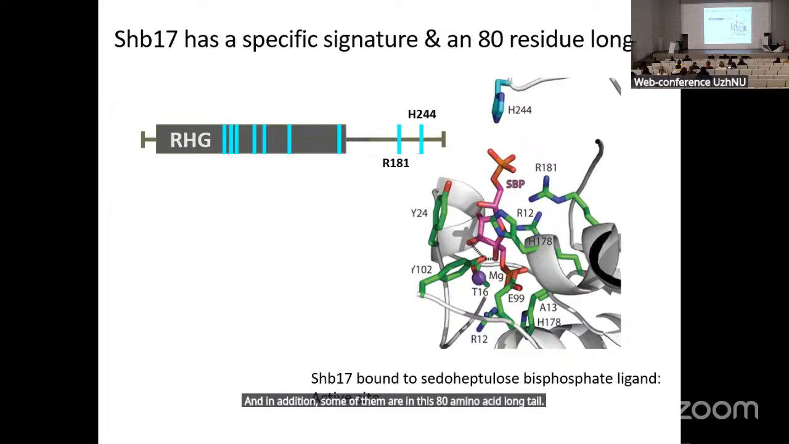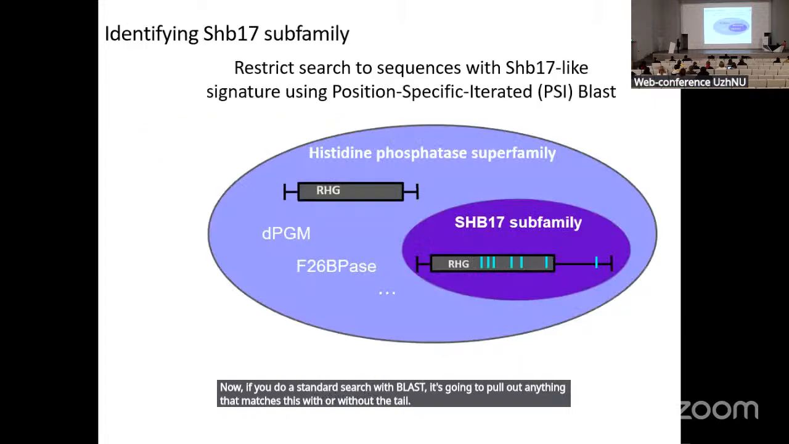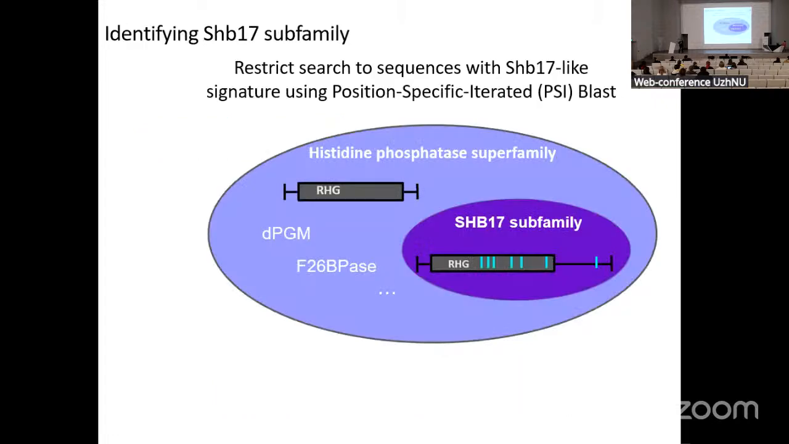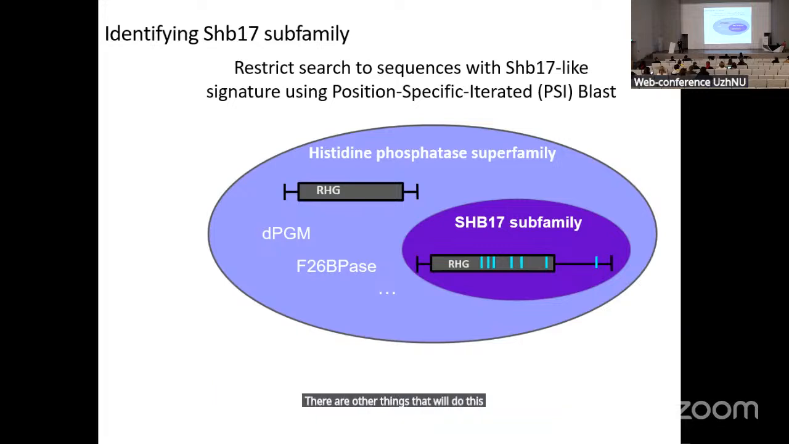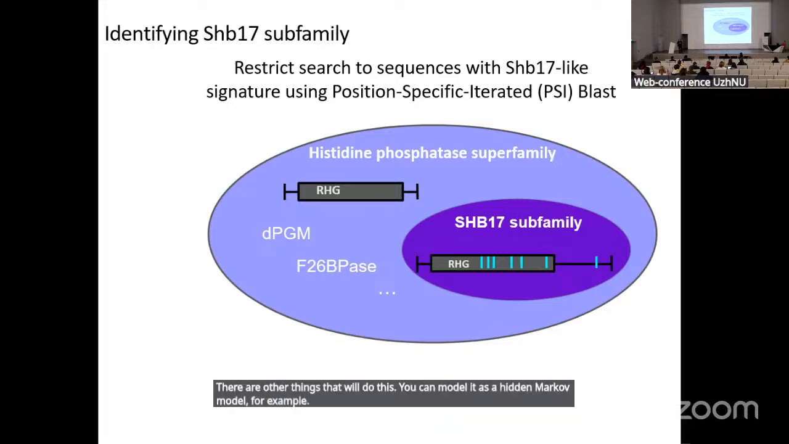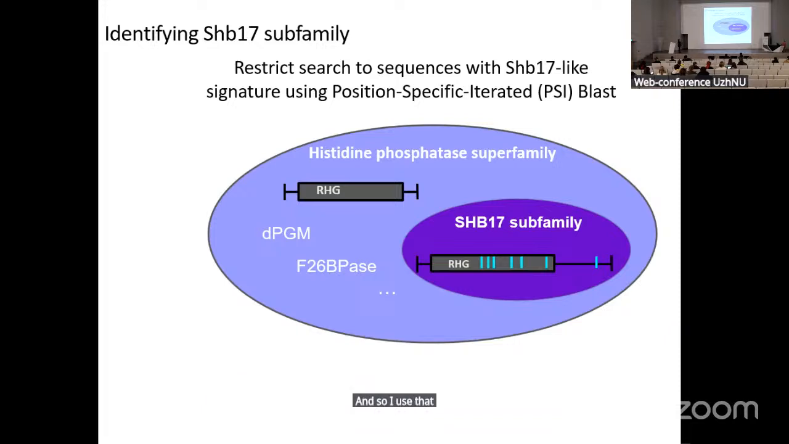Now, if you do a standard search with BLAST, it's going to pull out anything that matches this with or without the tail. So there's a tool called SciBlast where you build up a more and more detailed model of the sequence you're looking for. There are other things that will do this. You can model it as a hidden Markov model, for example. And so I used that specifically to find this subfamily.